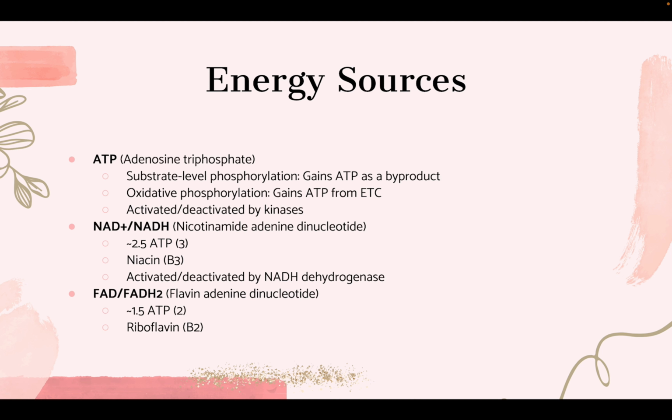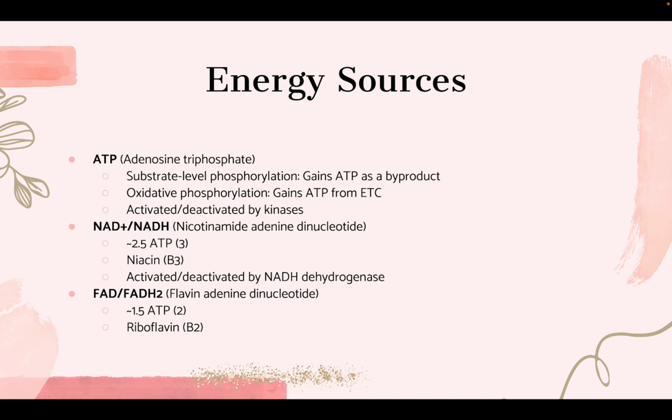ADP is the deactivated form of ATP because it doesn't have that energized phosphate. The enzyme that activates or deactivates ATP is called a kinase.